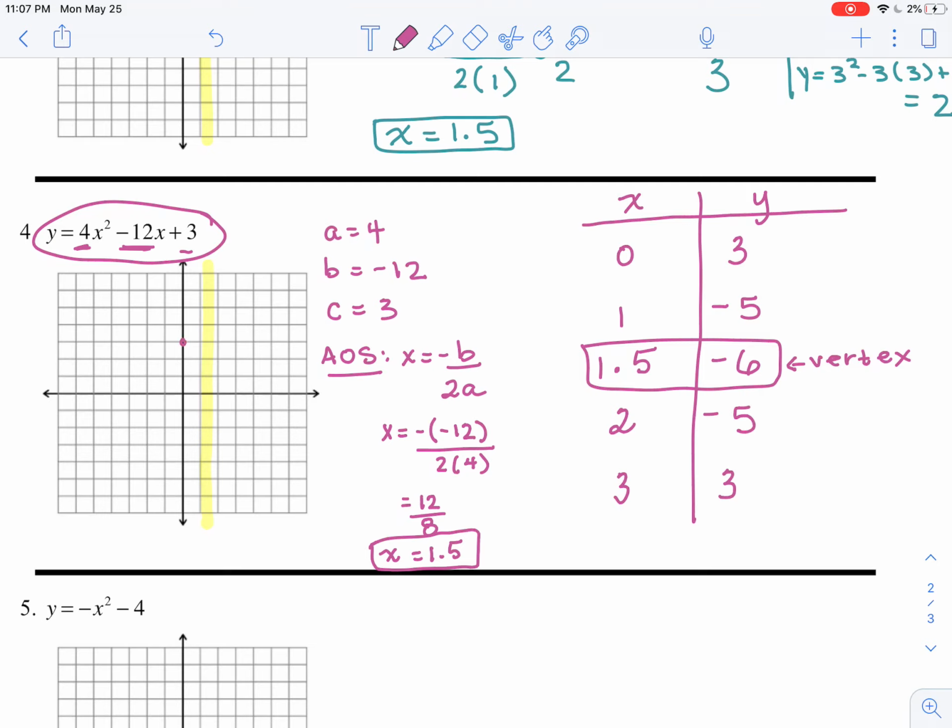I plot those 5 points. So I'm going to start with 0, 3, then 1, negative 5, 1.5, negative 6, 2, negative 5, and 3, 3. Okay, connect, try to make something that looks like a U. And we've graphed our parabola.